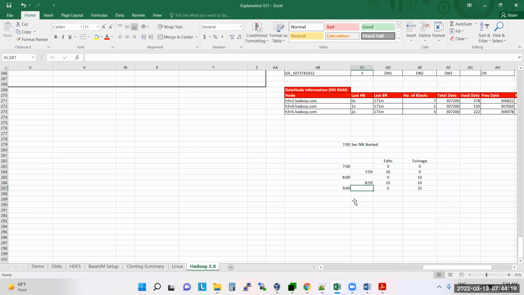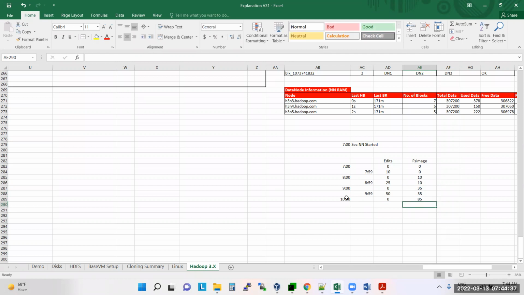In the same way, now 9:59. Here 50 edits came, and at 9 o'clock the FS image had 35 only. Now at 10 o'clock, what are the edits? Edits will be 0, sir. And the FS image is 85.